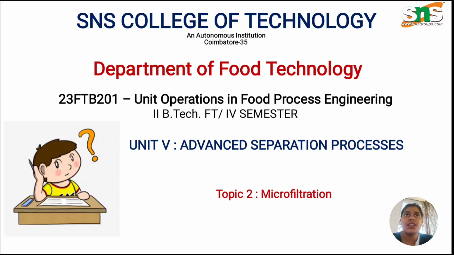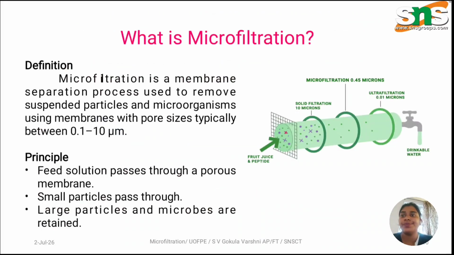Because it operates at low temperature, it is especially useful for processing heat-sensitive products such as milk, fruit juices, beer and wine. By the end of this lecture, you will understand the working principle, membrane characteristics, factors affecting the process, industrial applications, advantages and limitations of microfiltration. So let us first understand what microfiltration actually means.